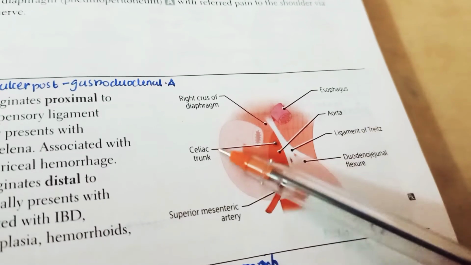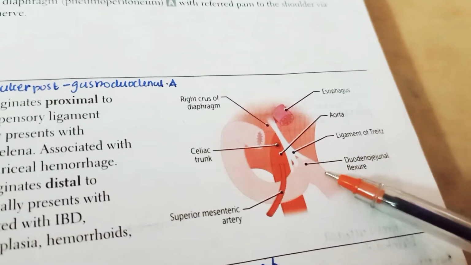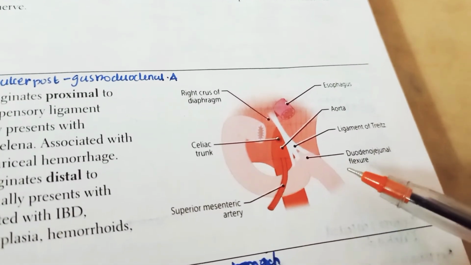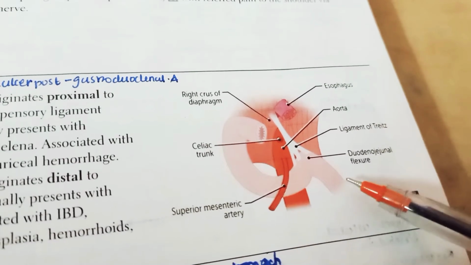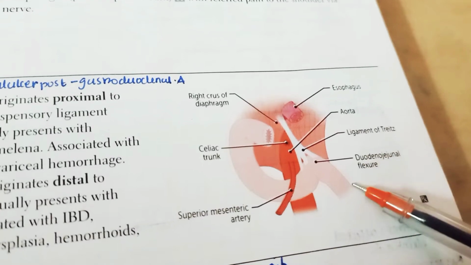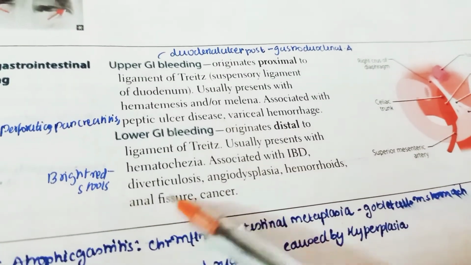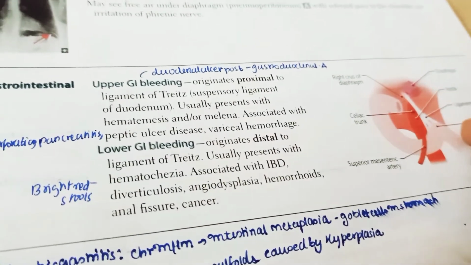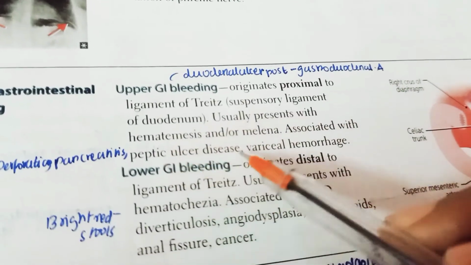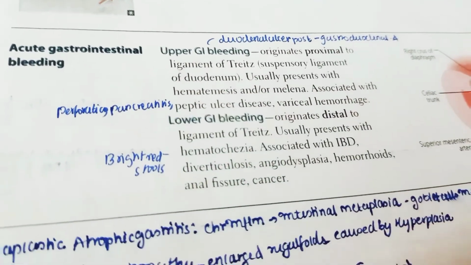Upper GI bleeding usually presents with hematemesis, that is blood vomiting. But lower GI bleeding, distal to the ligament of Treitz, presents with hematochezia, that is bright red blood in stools, and it is also associated with inflammatory bowel disease, diverticulosis, angiodysplasia, hemorrhoids, anal fissure, cancer, all these conditions which are affecting below the ligament of Treitz. Above the ligament of Treitz, it is associated with peptic ulcer disease, variceal hemorrhage, and also perforation or pancreatitis.